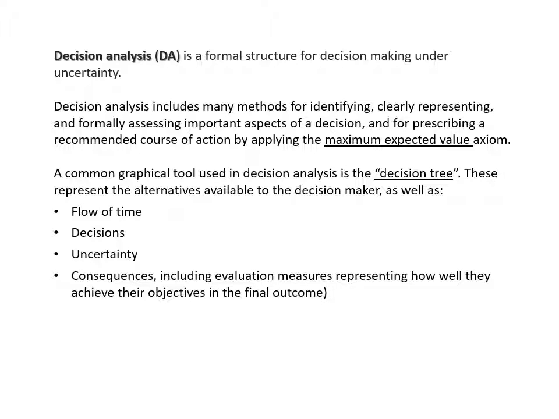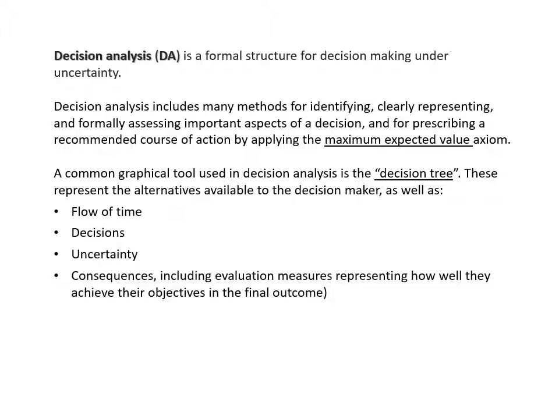Another way of saying that is if you had 5 different choices that you could make, and each of those 5 choices gave you a probability distribution, what we're really comparing is the mean, or the expected value, of all of those different probability distributions, and that's the criteria we're using to make a decision about which choice is best.